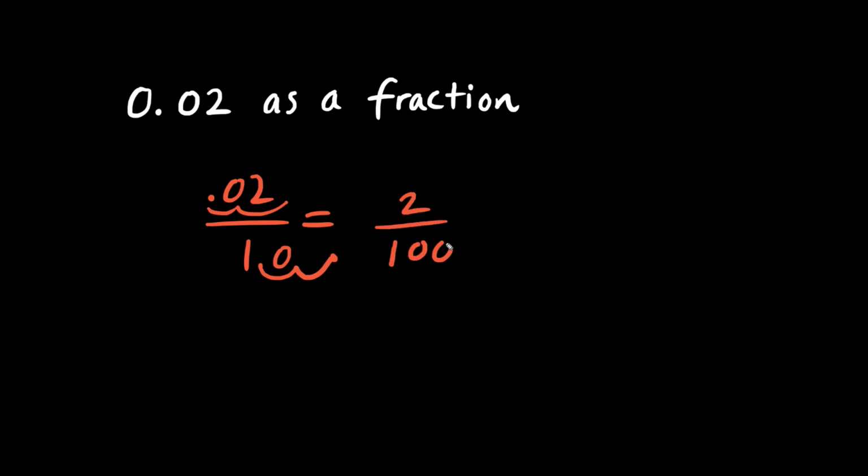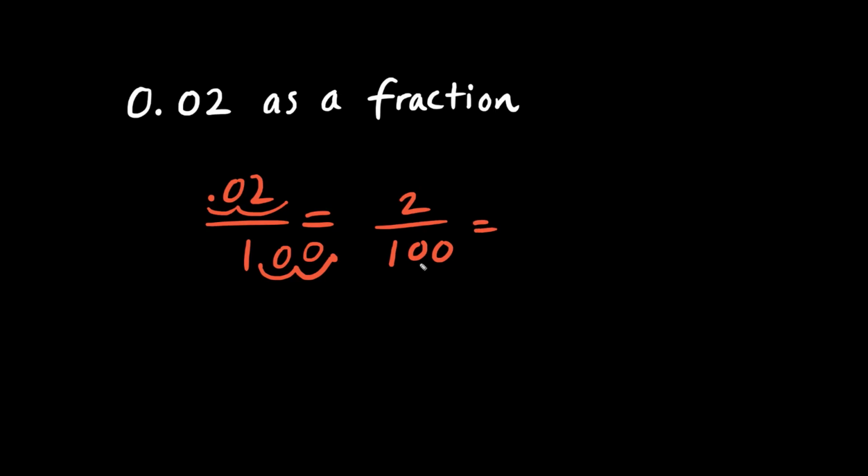Now it's your turn. 0.02 as a fraction. What is it? 0.02 over 1, if you multiply the top and bottom by 100, the decimal place moves 2 units to the right, and 1 is the same thing as 1.0. When you multiply by 100, the decimal place ends up here, and you fill in all these zeros. So the answer is going to be 2 over 100. You fill in a 0 here.